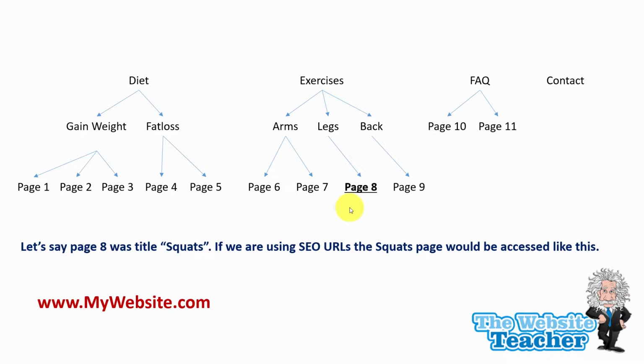We'd have mywebsite.com or www.mywebsite.com. Then we'd add the top level category for that article or for the page 8, which is exercises. So we have mywebsite.com followed by /exercises. And now the next category down is legs. So we'd have mywebsite.com/exercises/legs. And then finally, for that page 8 itself, or the squats page, we would put squats.html on the end. So we'd access that page 8 or squats from mywebsite.com/exercises/legs/squats.